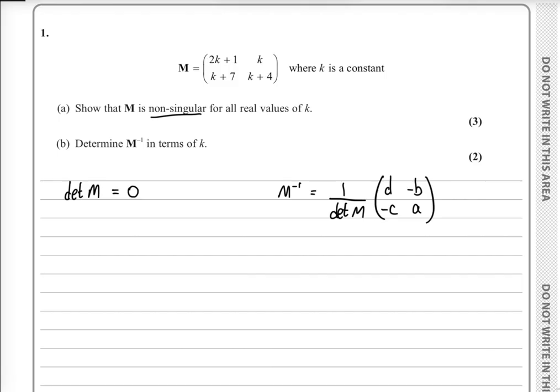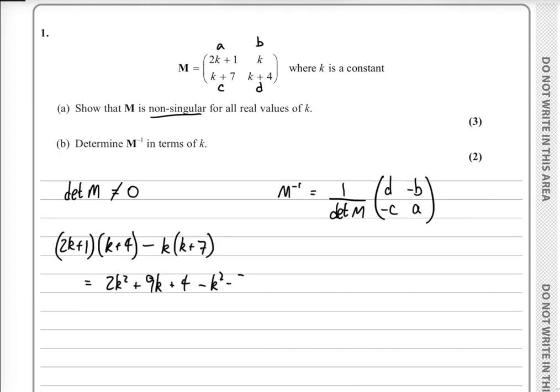So what we're saying here is that the determinant of M cannot equal 0. To do that, we're going to set it equal to 0 and show that there are no real solutions. The determinant of M is, if this is a, b, c, d, a times d, so that's 2k plus 1 times k plus 4, minus b times c, k times k plus 7. So that equals 2k squared plus 9k plus 4 minus k squared minus 7k. That gives us k squared plus 2k plus 4.